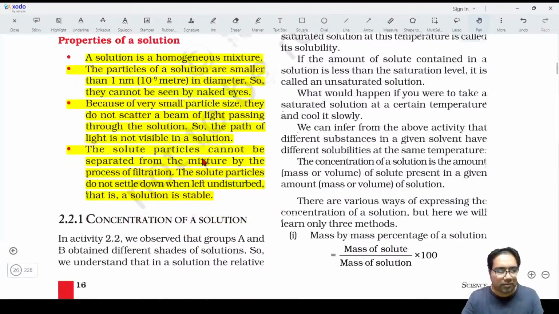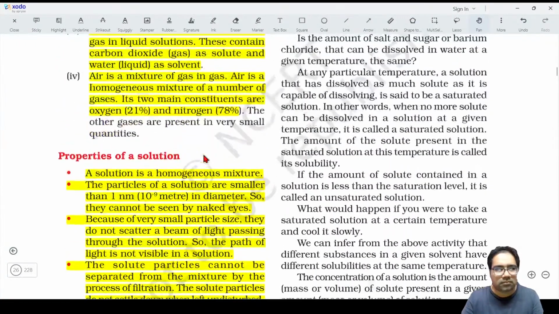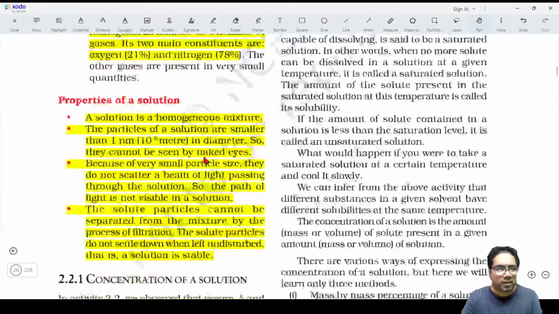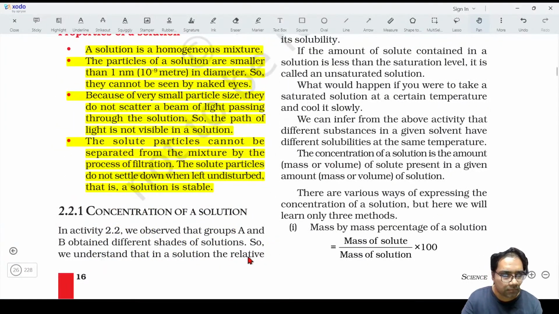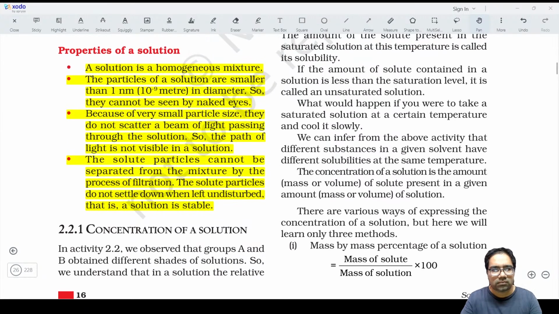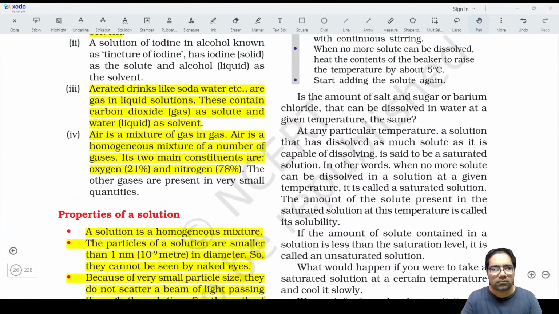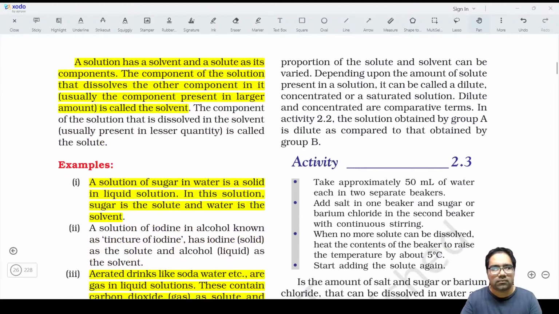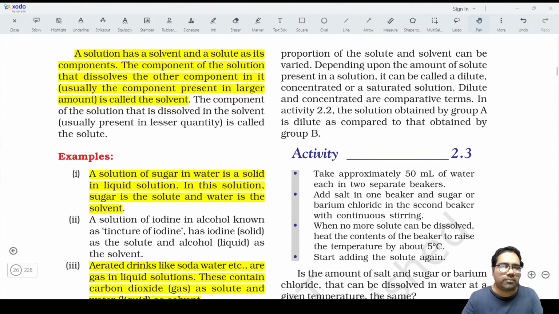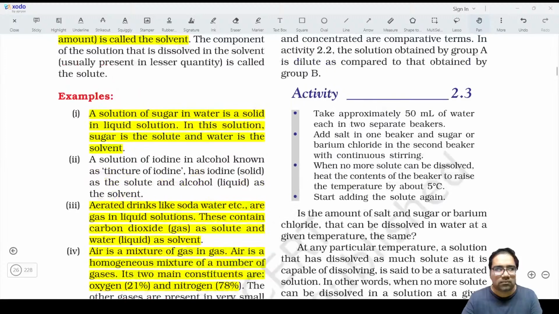So properties of solution, right? Now continue. What is concentration of a solution? We understand that in a solution, the proportion of the solute and solvent can be varied depending upon the amount of solute present in a solution. It can be called a dilute, concentrated, or saturated solution.